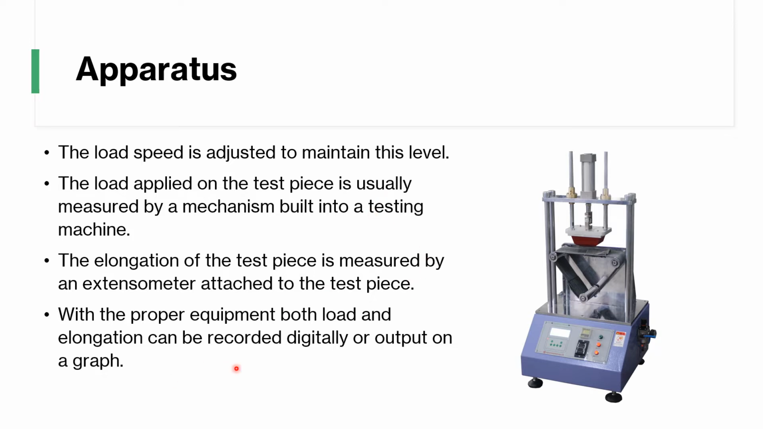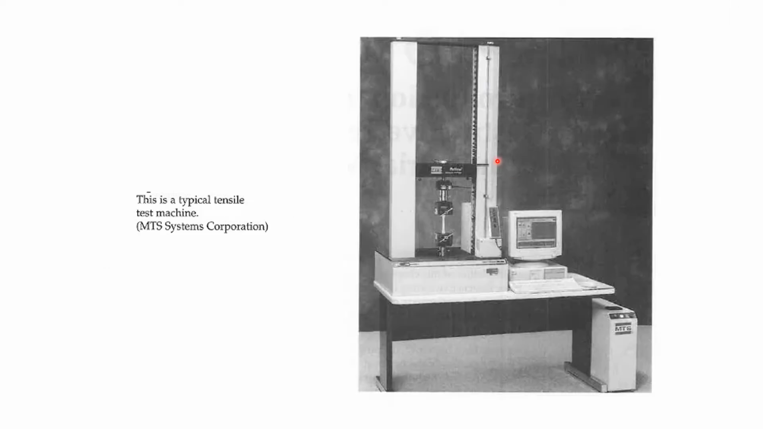So with the proper equipment, both load and elongation can be recorded. Again, you don't have to do anything. The machine is going to digitally and automatically record it for you, and then output it on a graph. Yeah, so that's pretty easy. All you have to do is just set up and analyze the data. So here, this is a textbook picture, a typical tensile test machine. Okay, uniaxial, and we have the load, and then the test piece is going to go into that too.